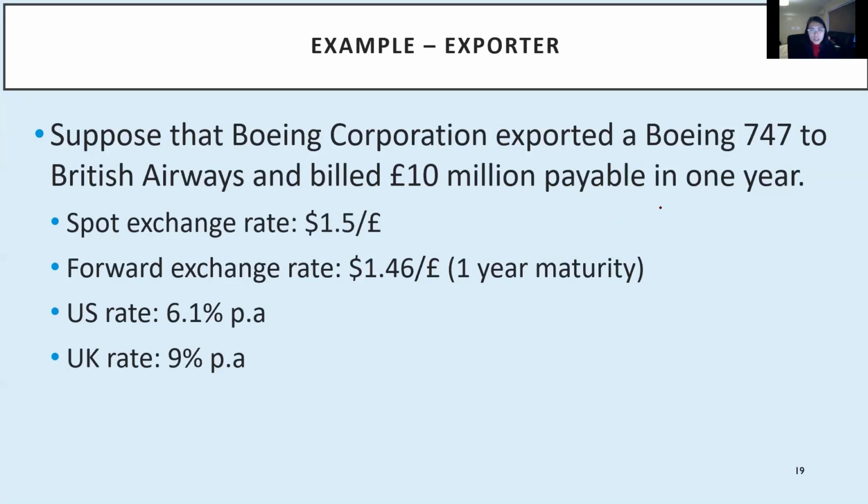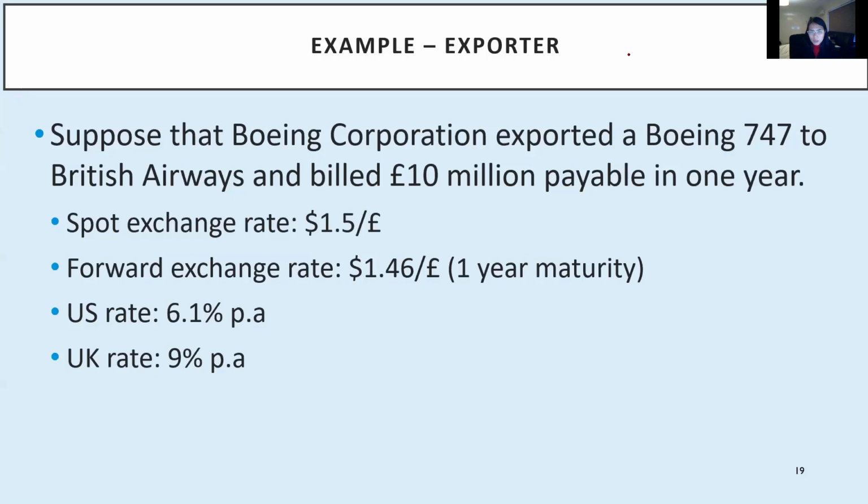So let's look at one example to hopefully make it clearer. In this case, I've got an exporter. I'm a US company, Boeing Corporation, and I exported a Boeing 707 to British Airways, and I bill 10 million pounds, payable in 1 year. That means in 1 year's time, I'm going to get 10 million pounds from my trade partner.